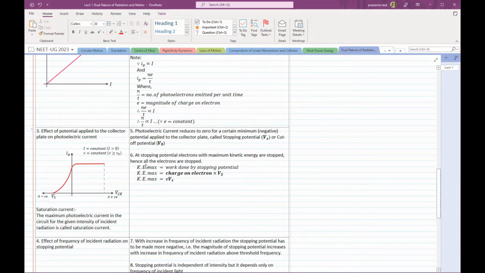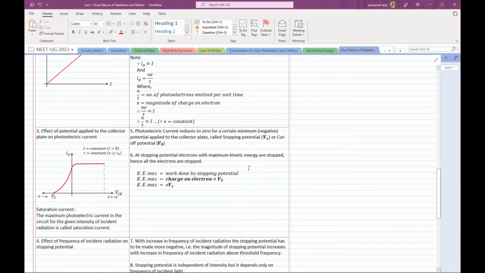Now what is happening at stopping potential? At stopping potential, electrons with maximum kinetic energy are stopped. Hence all the electrons are stopped. क्योंकि कोई भी overcome करके नहीं जा पा रहा है. And thus at stopping potential, maximum kinetic energy is equal to work done by stopping potential. Of course, ये under equilibrium है.